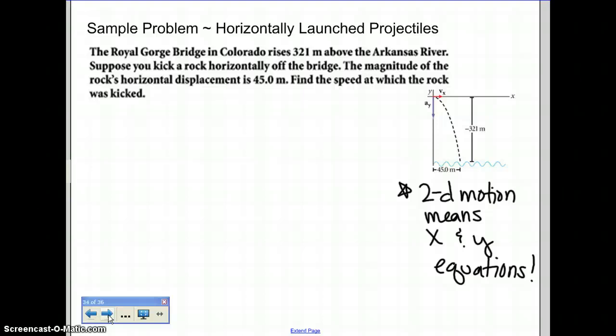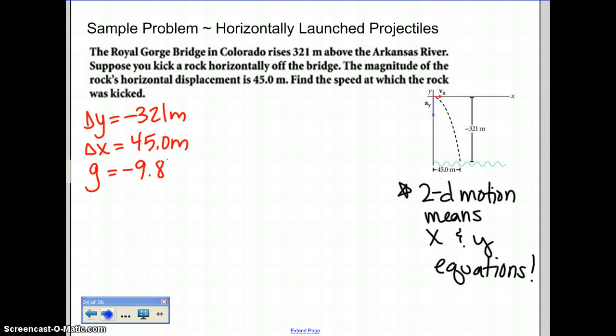So what do you know going into this problem? Let's check it out. You know that you have a delta y, right? Well, it's clearly 321 meters, but is it a positive or a negative? What's the rock doing? Is the rock going up in the air, or is it coming down to the ground? So it's coming down to the ground, so that should be a negative 321. It also tells you that it's heading outward at 45.0 meters. Oh, look, we're falling down to the ground, so a negative 9.81 meters per second squared.